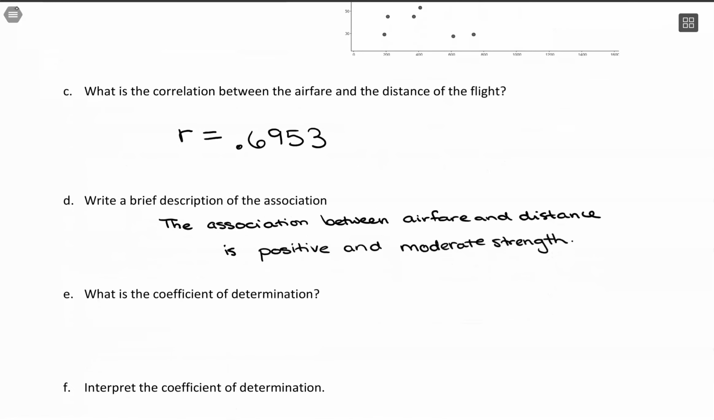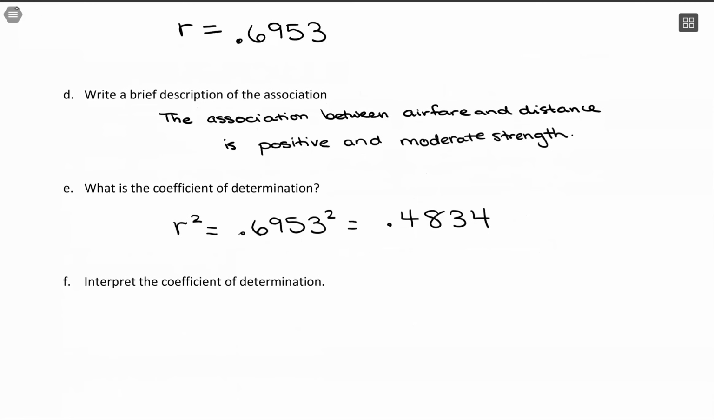All right, coefficient of determination, that's R squared. So we want to take that 0.6953 squared, so we'd plug that into a calculator, which is 0.4834. Then to interpret, what we're thinking about is the percent of variation in Y explained by X. That's overall what we want to think about in our interpretation. So Y for us is airfare and X is distance. So I would take that 0.4834 and change it to a percentage.